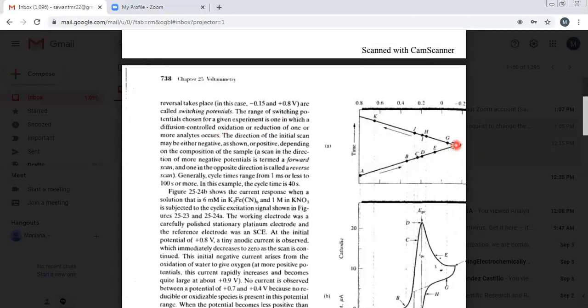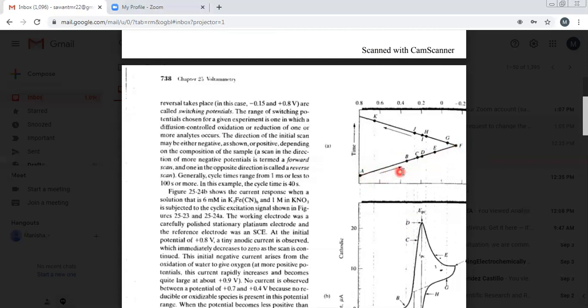Okay, here it is shown what we saw in the upper figure. The same figure is drawn over here. So we are going to consider this particular value of switching potential. When we go from A to B to C, D, E, F, we are going to observe the effects of the applied potential on the electrode that are indicated in this figure. So what is A? A is the starting potential and F is the switching potential.